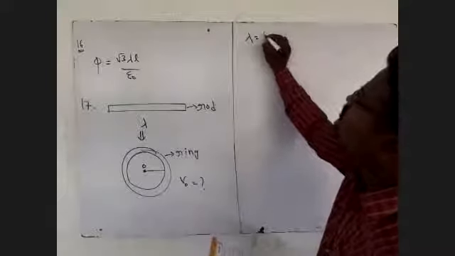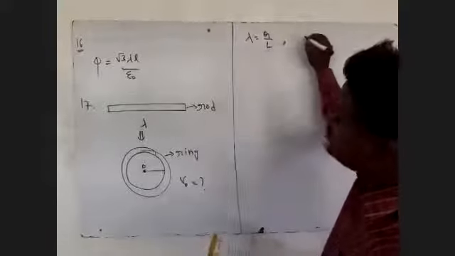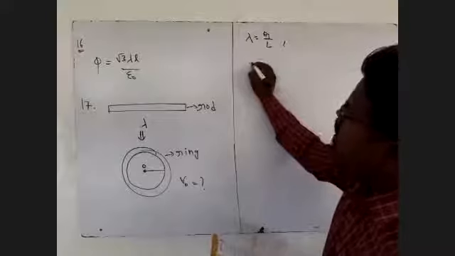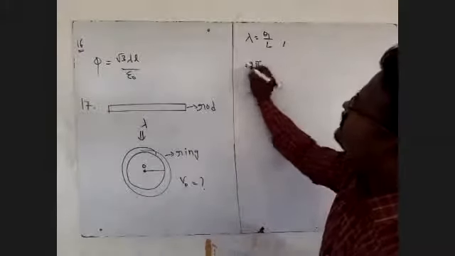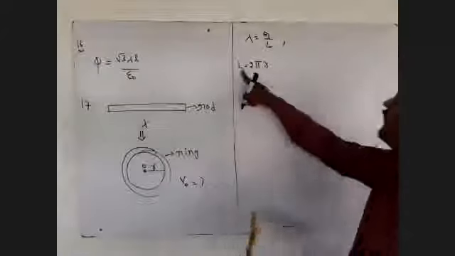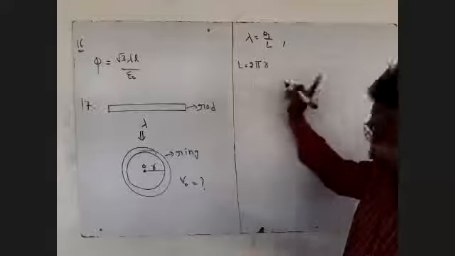Linear charge density is equal to Q by L. So for a ring, what is the length of a ring? That is 2 pi r. This is the radius, we are taking r. The length is equal to the perimeter of the ring, so L is equal to 2 pi r.